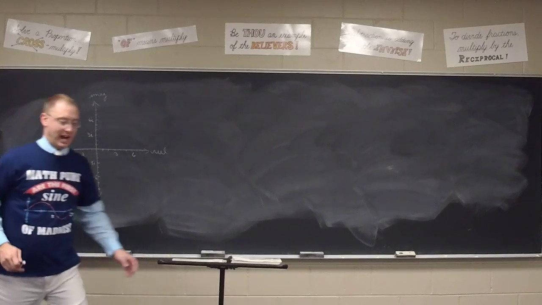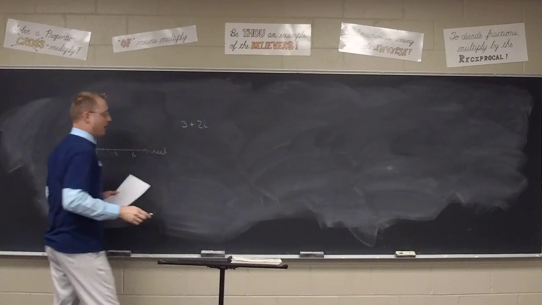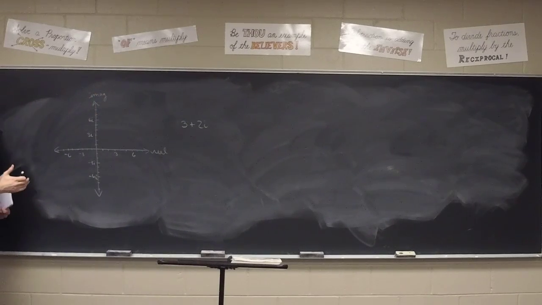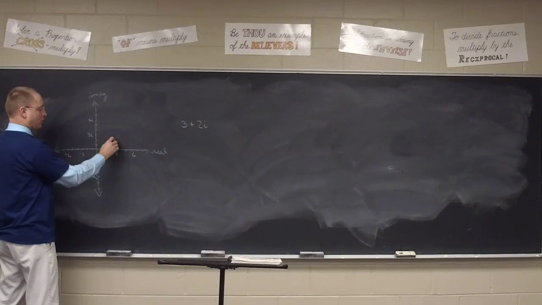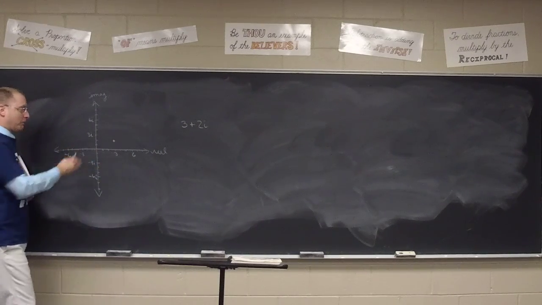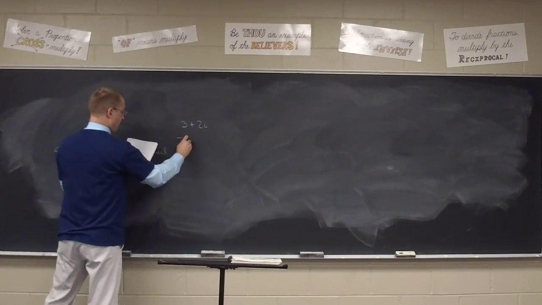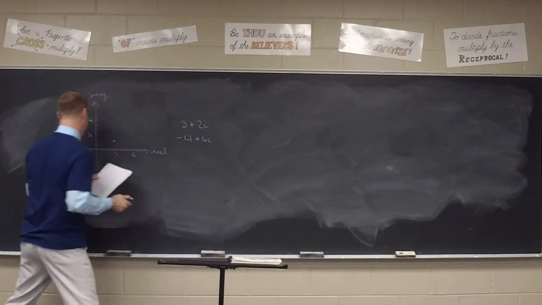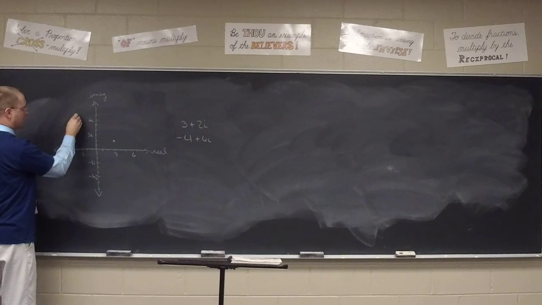But if I wanted to graph, for instance, 3 positive 2i on the complex plane, well, again, we don't have an x and a y, we have a real and imaginary. So I go to the 3, and I go to the 2i, and that is how we graph 3 plus 2i. If I wanted to graph -4 positive 6i, well, that's going to go -4 positive 6i.